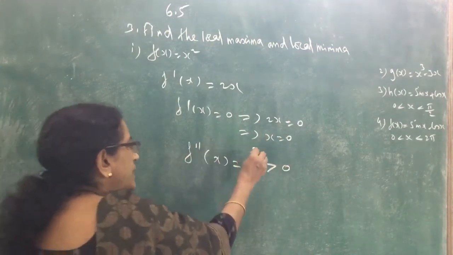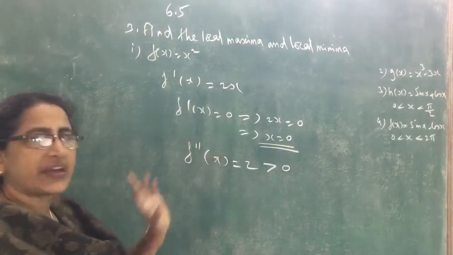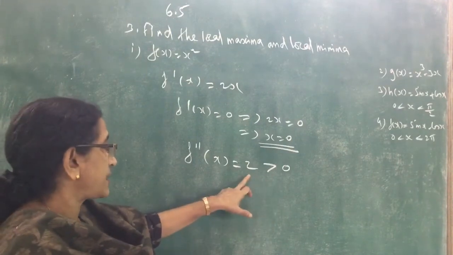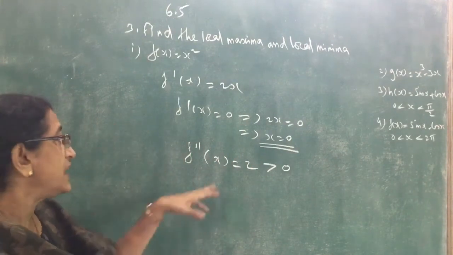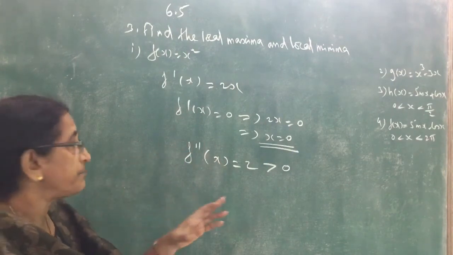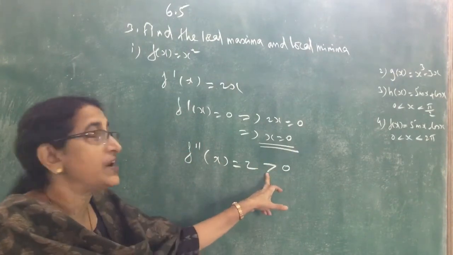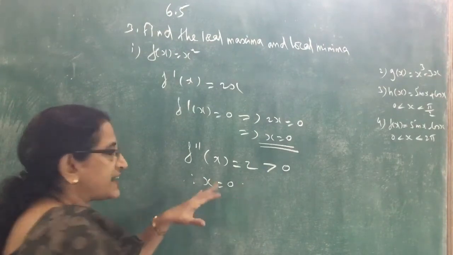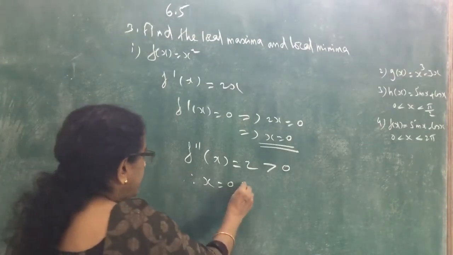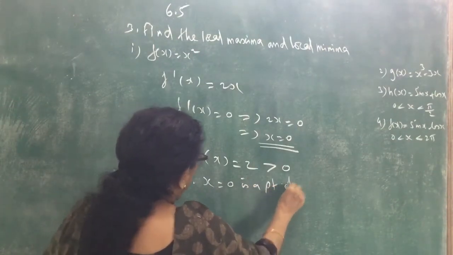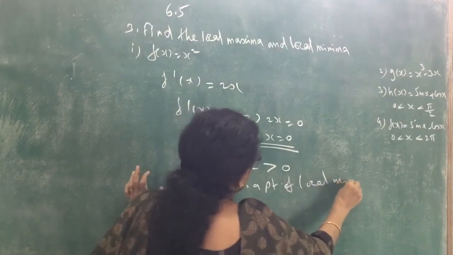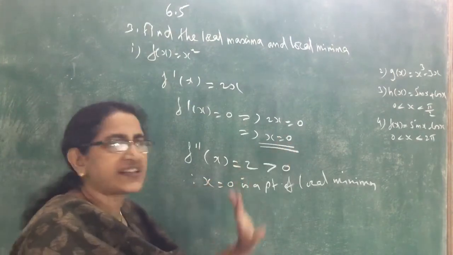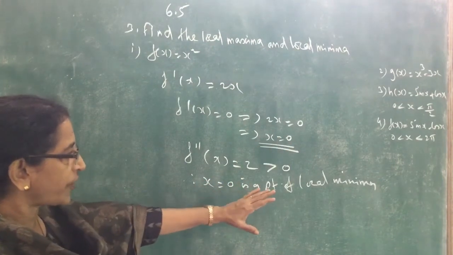local minima. Here there is only one point for which the derivative equals 0. So that point will be a point of local minimum, because by the second derivative test, if the second derivative at that point is greater than 0, it is a point of local minima. So we can write, therefore, x equal to 0 by the second derivative test is a point of local minima, since the second derivative is greater than 0. Therefore x equal to 0 is a point of local minima.